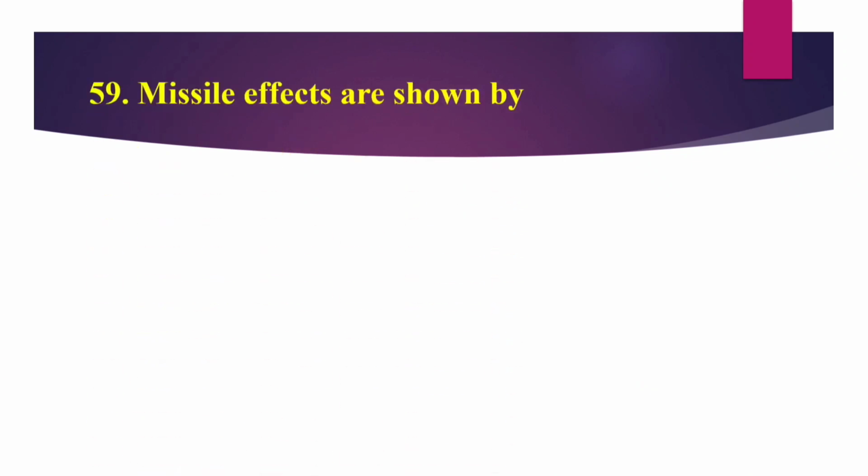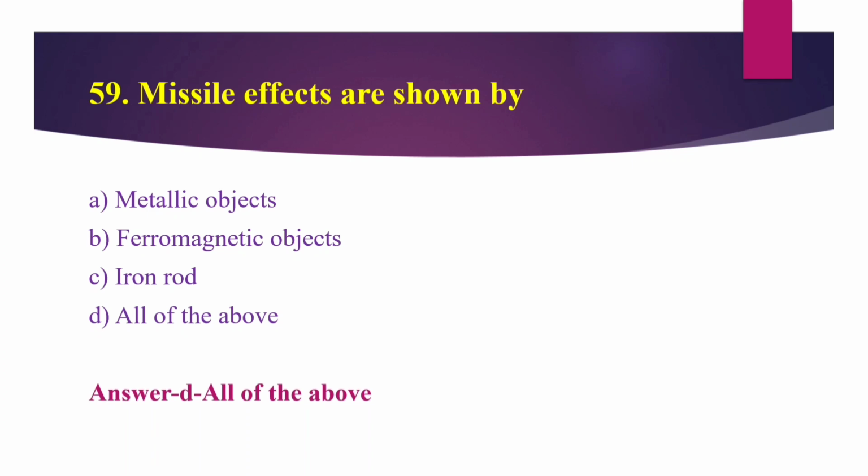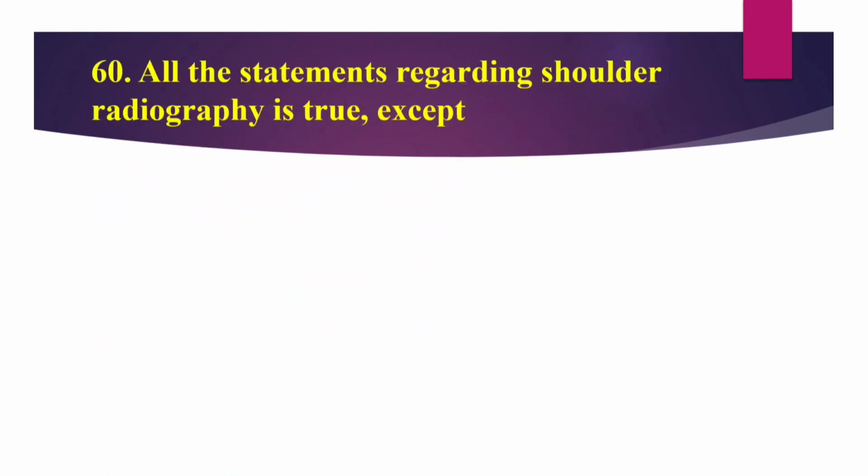Moving on to the next question, question number 59. Missile effects are shown by option A, metallic object, option B, ferromagnetic objects, option C, iron rod, and option D, all of the above. The answer is option D, all of the above. Now let's see the explanation. The missile effect refers to the capability of the MRI magnetic field to attract a ferromagnetic object into the scanner with considerable force.